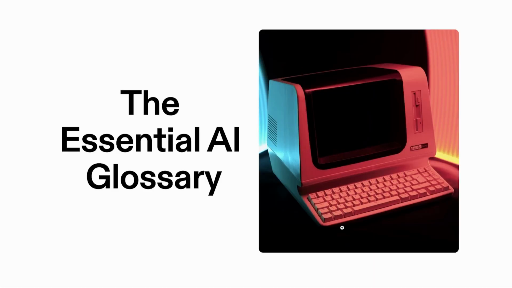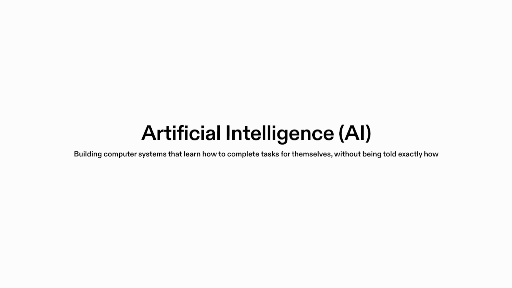To really get into the depths of things, I want to explain the essential AI glossary. I think these are some key terms that keep coming up. They're probably stuff you're hearing, maybe the stuff which it might be helpful to have a clear definition for. Artificial intelligence, AI, simple definition here you can use is building computer systems that learn how to complete tasks for themselves without being told exactly how.